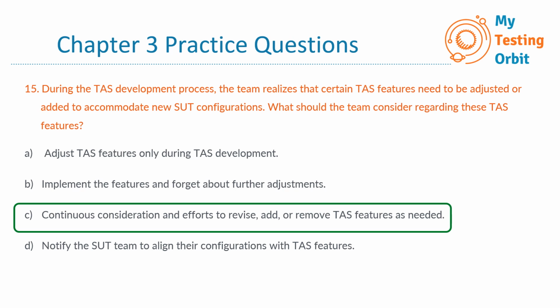Option B, implement the features and forget about further adjustments. Ignoring further adjustments can result in a TAS that becomes less adaptable over time and may not meet evolving requirements. And option D, notify the SUT team to align their configurations with TAS features. While communication with the SUT team is important, it's not a substitute for continuous TAS feature adaptation. TAS adjustments should consider both TAS and SUT aspects.